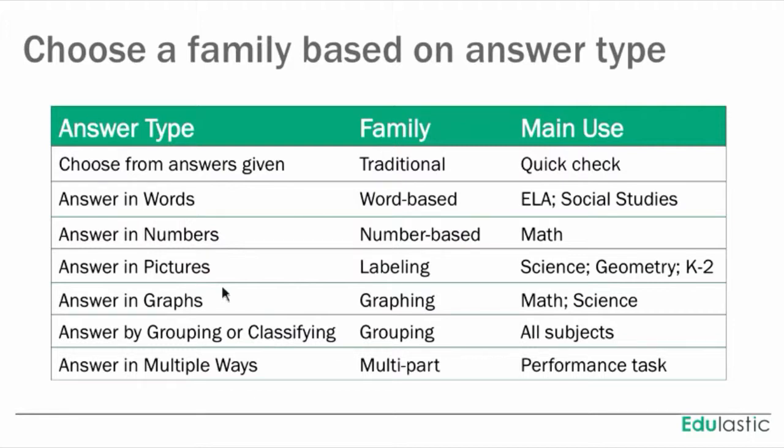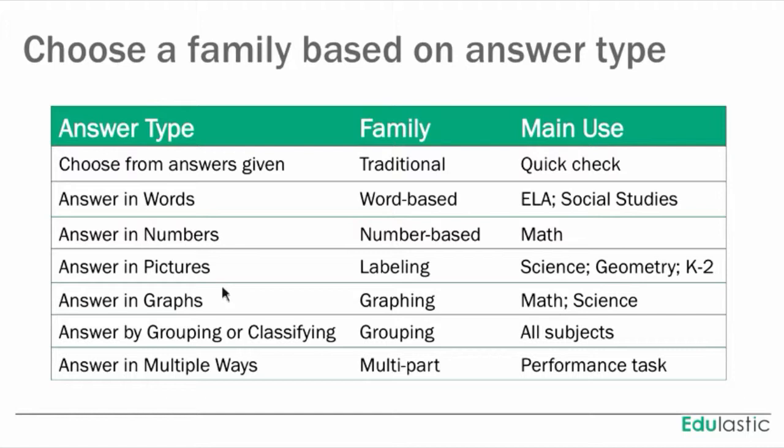So if you want the student to choose from some answers that were given, you can use a traditional type, which is like multiple choice. And those are really good for doing quick checks because they're easy to create and pretty easy to answer. It's difficult in the traditional type question to get any granularity about what the student understands, but they are easy to create and easy for the student to answer, so good for quick checks.